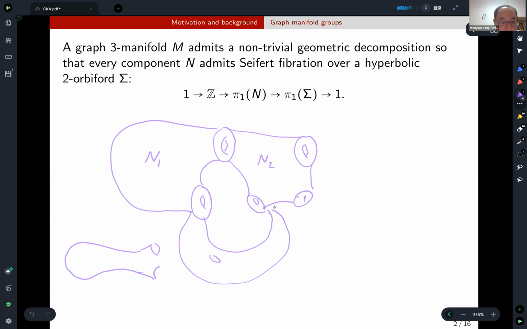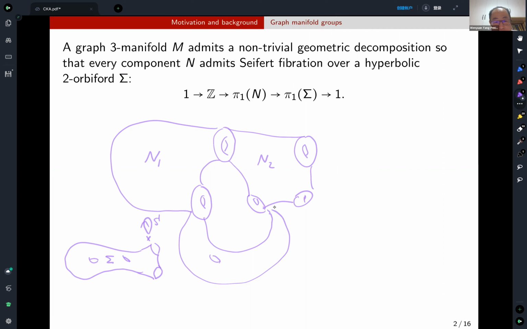We have two boundary components. This is sigma, and we have a fibration. This is a bit complicated, but here, up to some finite cover, you can just suppose this fibration is a circle bundle over surfaces. So it looks like just S1 cross these surfaces. So for each piece we have such structure.